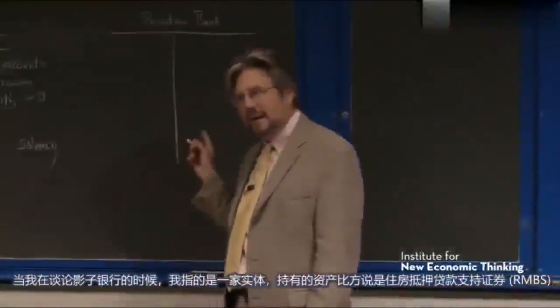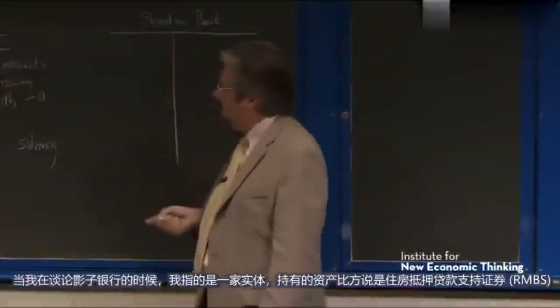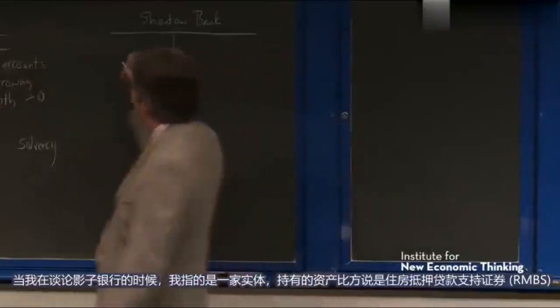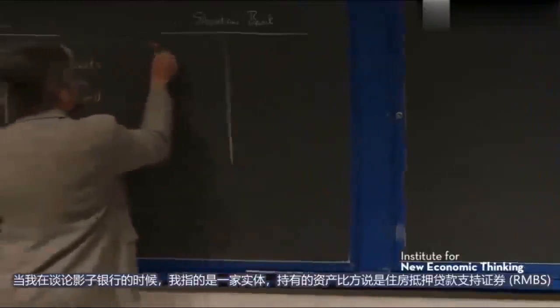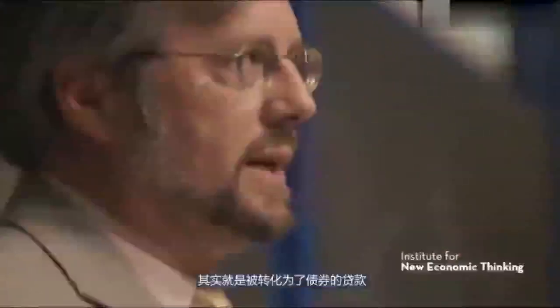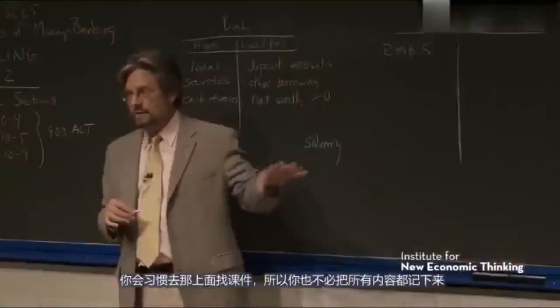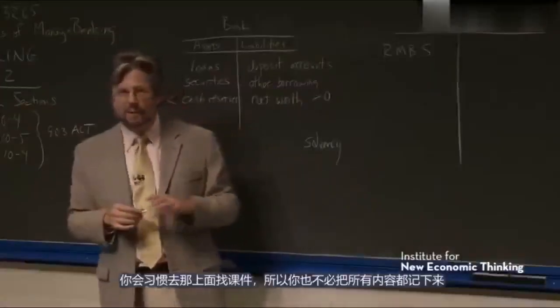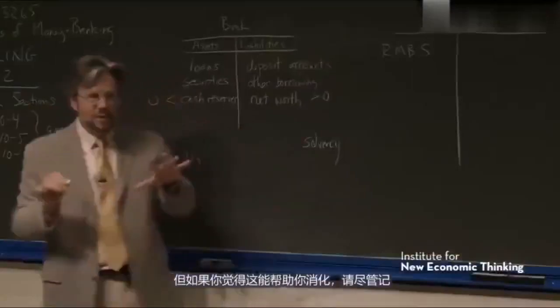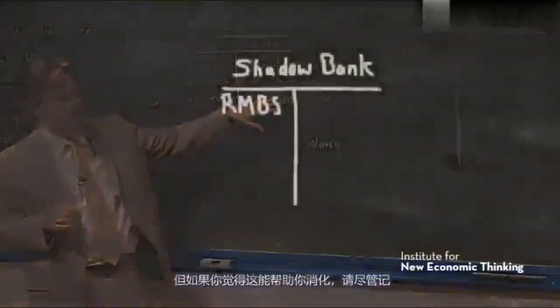And when I talk about a shadow bank, I mean an entity that is holding, let's say, residential mortgage-backed securities. So these are loans that are turned into a bond of a kind. This is all just to give you an impression. By the way, all this lecture is written down and it's going to be posted in Courseworks too. You're going to get used to that so that you don't have to necessarily write everything down. But if that helps you, by all means do.